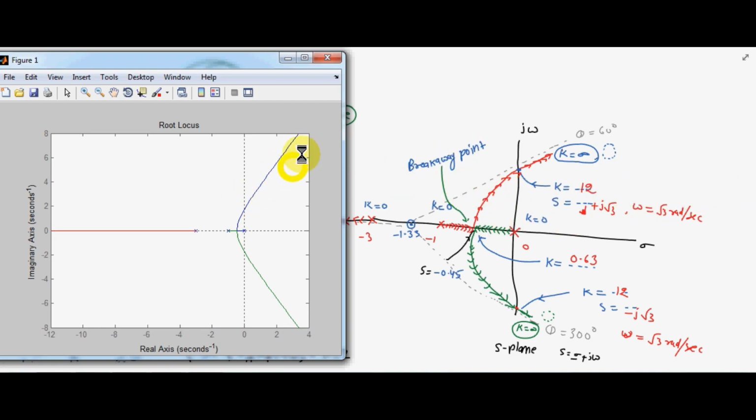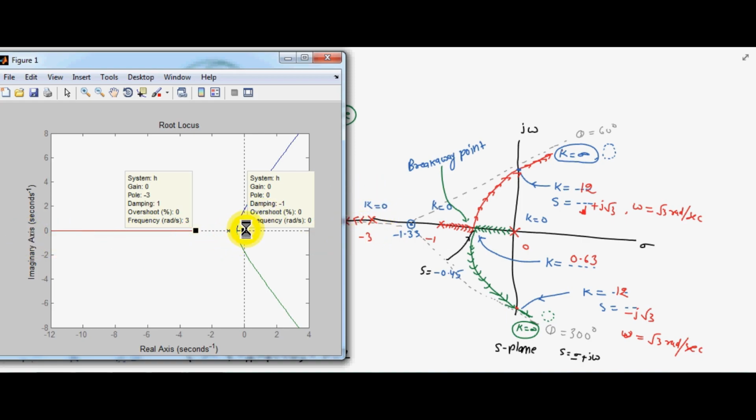Now see the difference between these two root loci. Our root locus goes downward, started from this point and terminates at infinity. At this point, what is the gain of the system? At k equal to 0 the pole is 0. Now at this point, the pole is -3 and our gain is 0, and these roots go to infinity.